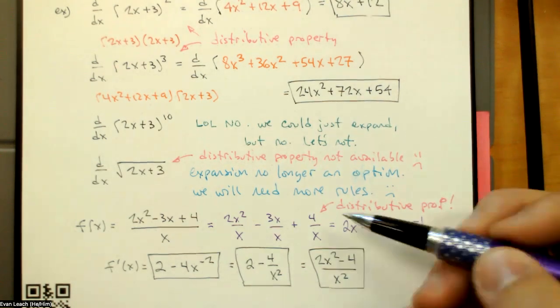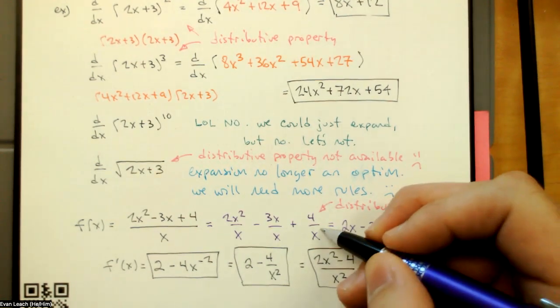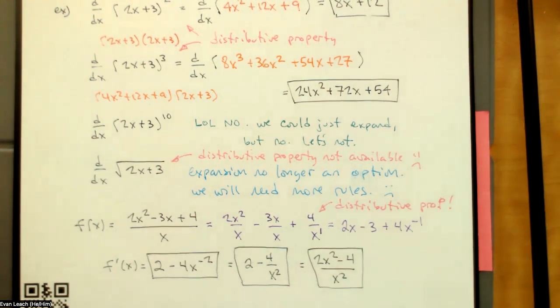Since this term is 4 over x, if it's an x to the 1 in the denominator, I can write that as x to the negative 1 in the numerator. That was like the one we saw where we had 1 over x to the third, and we wrote that as x to the negative 3. A positive exponent in the denominator can be a negative exponent in the numerator, and the other way around. I could write 2x as 2 over x to the negative 1, but that would be really weird.